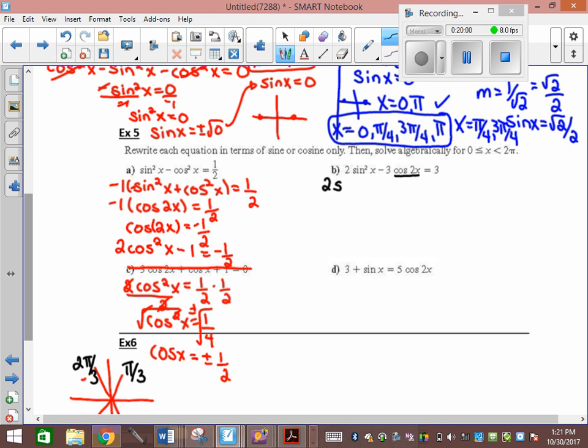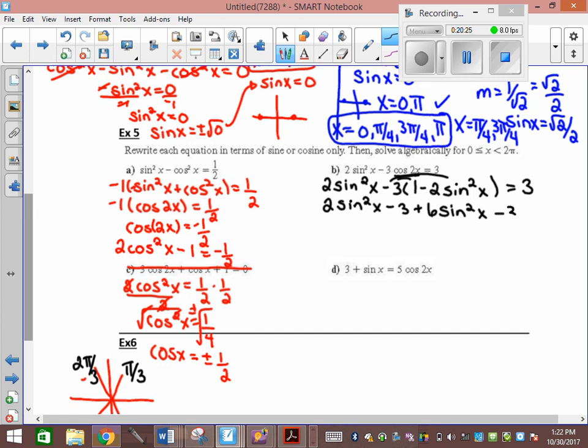So we have 2 sine squared x minus 3 bracket 1 minus 2 sine squared x. You have to remember that the 3 goes to both those terms. So you're going to get 2 sine squared x minus 3 plus 6 sine squared x. And then I'm going to move the 3 over. Minus 3 equals 0.